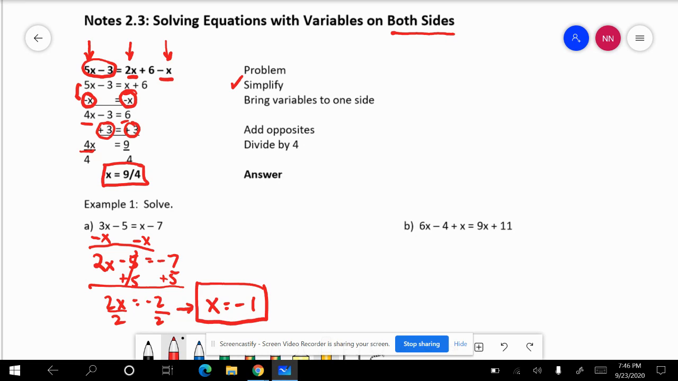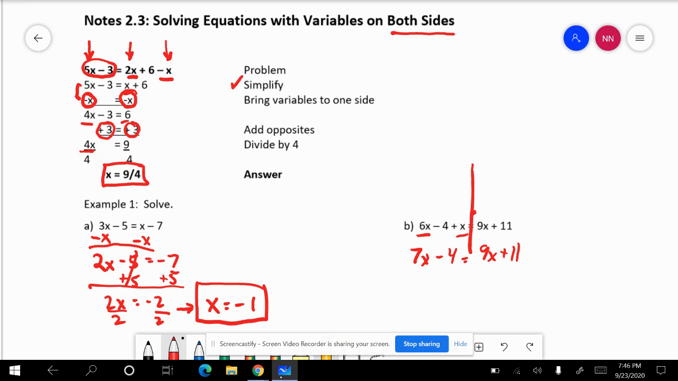Now, if we're looking at letter B, notice that we have to first add the like terms. We have our equal sign that kind of divides the equation in half. We see that on the left-hand side, we have two terms that are the same. So that right there is going to be 7x. I bring down the 4, and then the 9x plus 11.